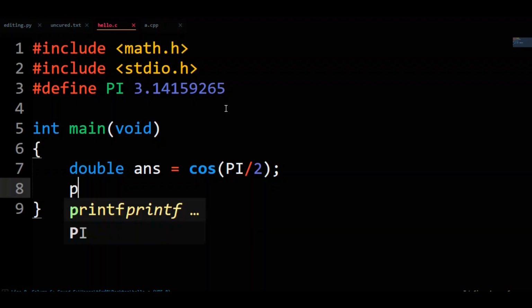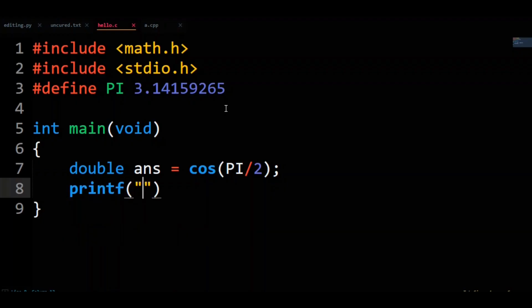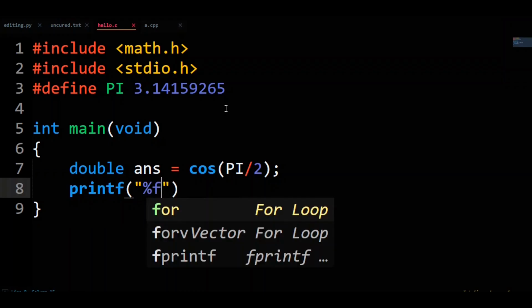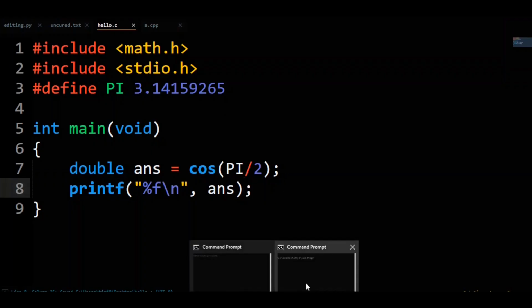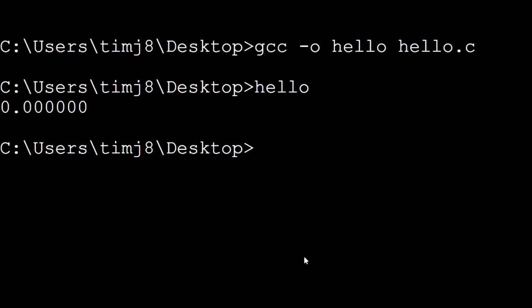So, printf, double quotes, %f for doubles, \n, then we'll printf ans. If we run this code, you'll see cosine of pi on 2 equals 0.